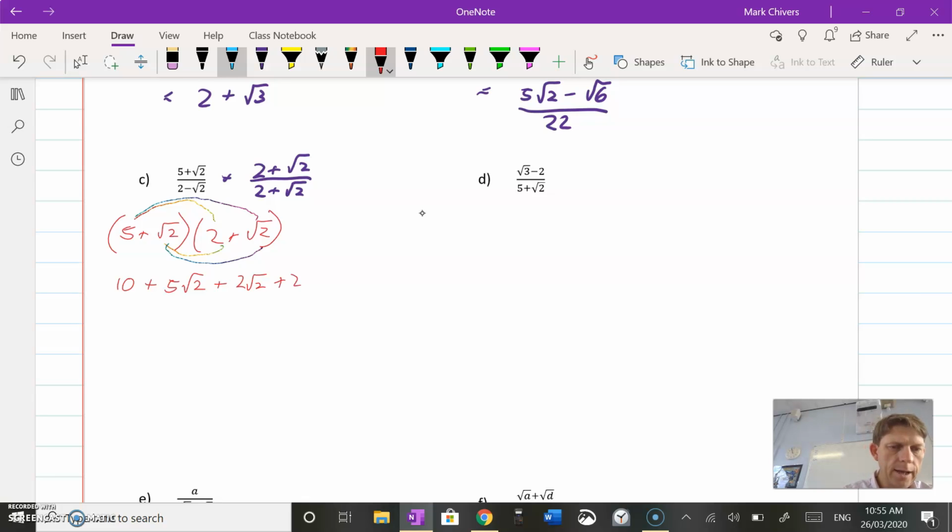And I can simplify that, obviously, I've got some like terms in there. I've got 2 and 10 are like terms, and as well as that, 2 root 2 and 5 root 2 are like terms, so I can simplify that into being 12 plus 7 root 2.